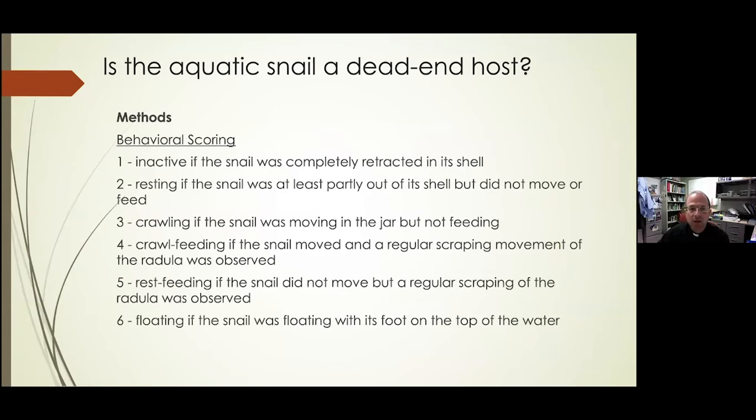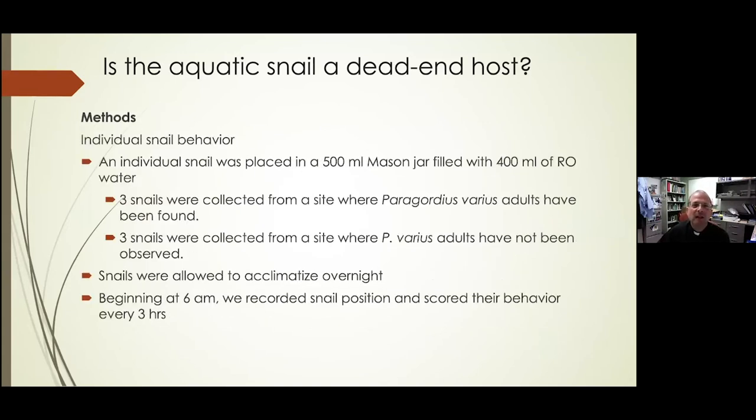I had a couple of students working on this. We scored their behavior, observing the snails, and this is based on a previous paper. I'm not going to spend too much time on the scoring because we didn't end up using it. But snails do exhibit a limited amount of behavior that you can score.